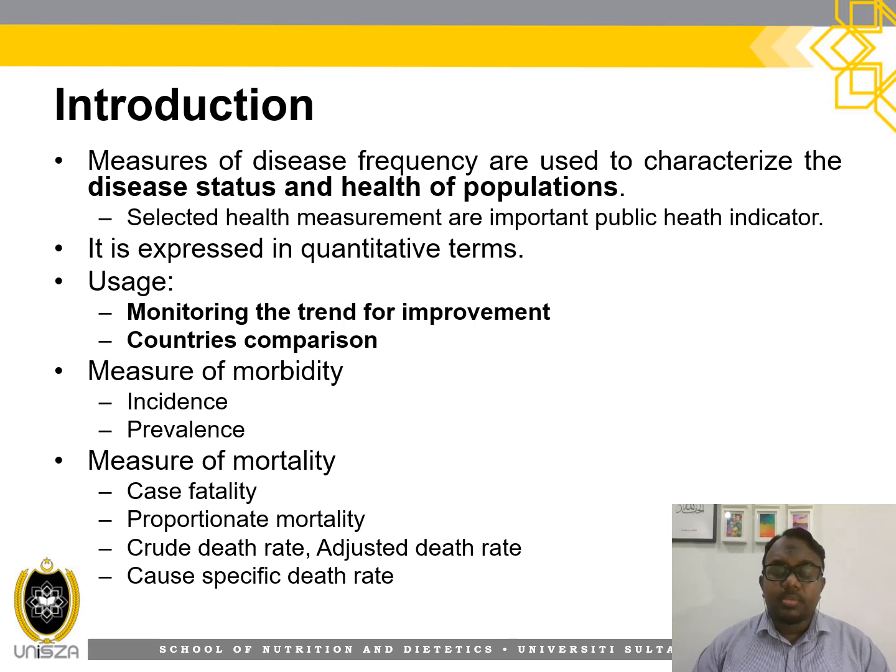So we have two types of measure. The first one is measures of morbidity. The examples are incidence and prevalence. And the second type is measures of mortality. And the examples are case fatality, proportionate mortality, crude death rate, adjusted death rate, and cause-specific death rate.